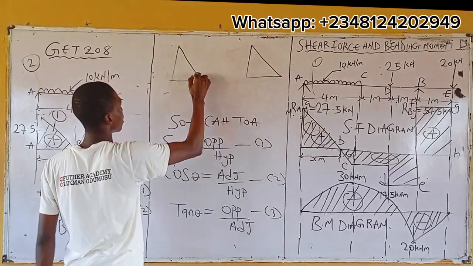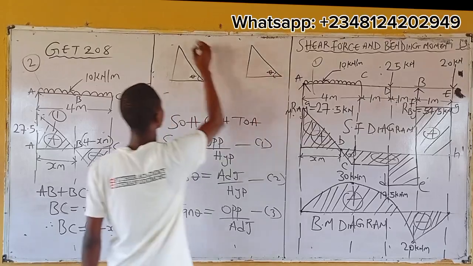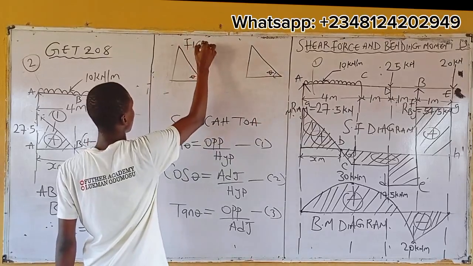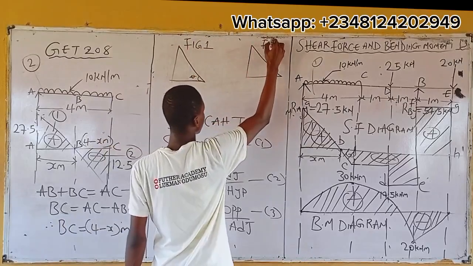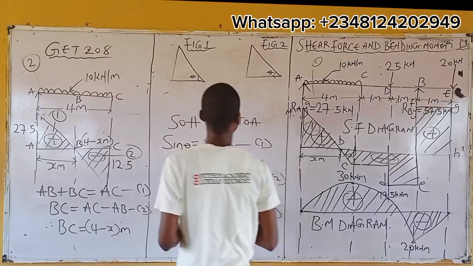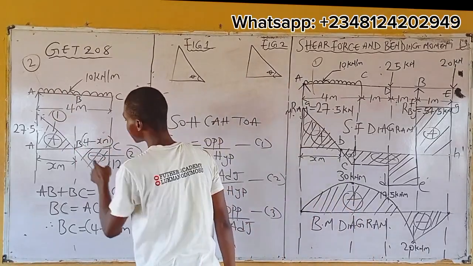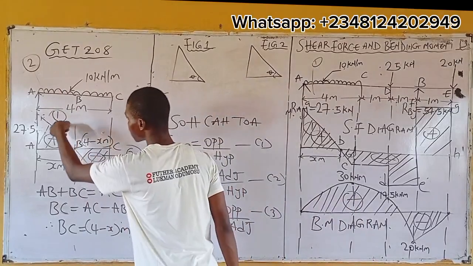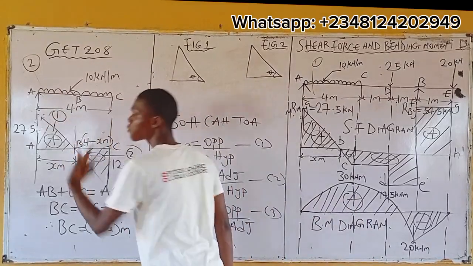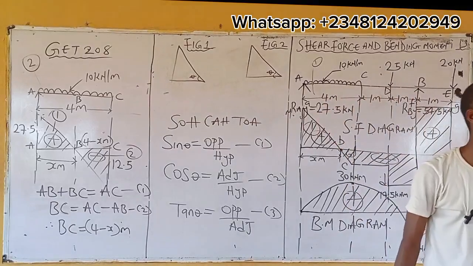This is theta. This is also theta. This is figure 1. This is figure 2. Now from figure 1, we've identified that, relating this first component as your figure 1, initially I'm having opposite, I'm having hypotenuse, and I'm having adjacent.